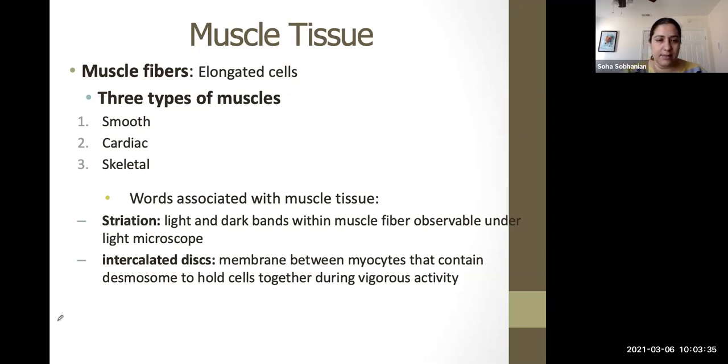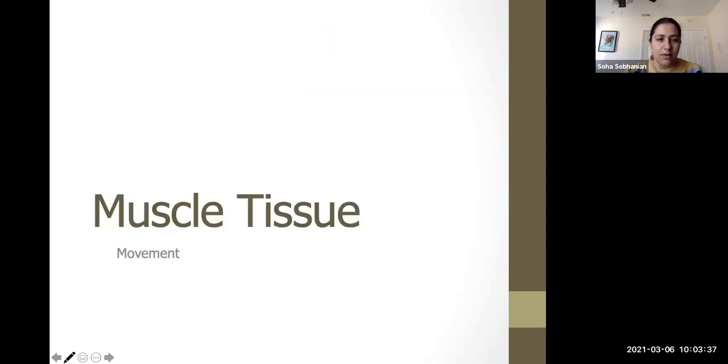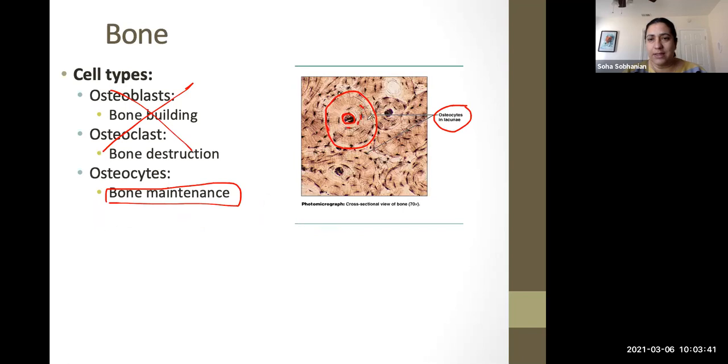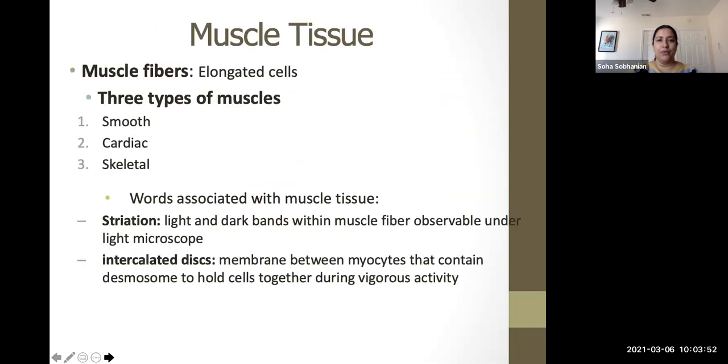Osteocytes are, sorry, let me go back. Osteocytes are these little darker spots, like these ones, that kind of go around. Okay, awesome. All right, so let's go ahead and move on to our muscle tissue.